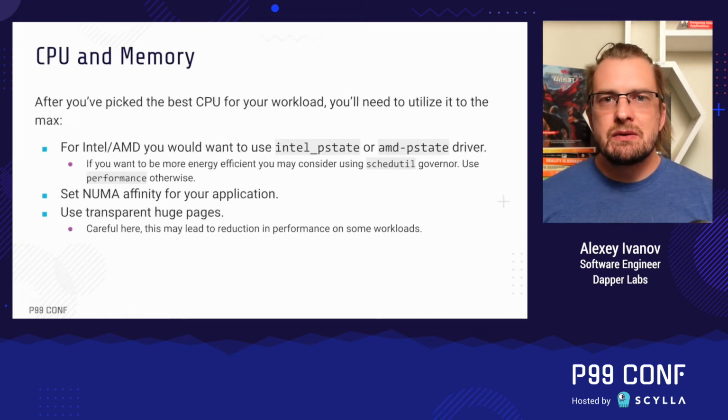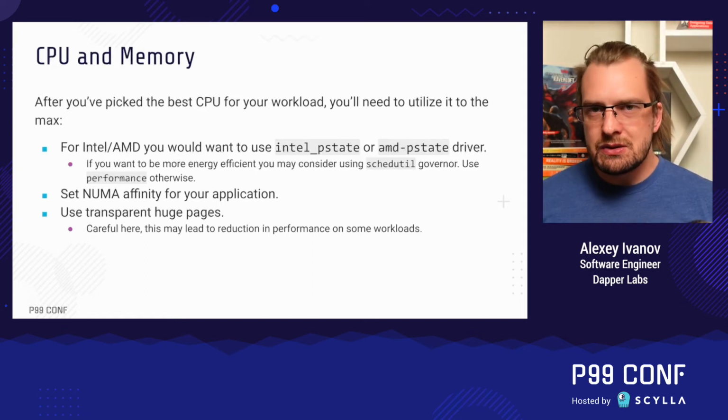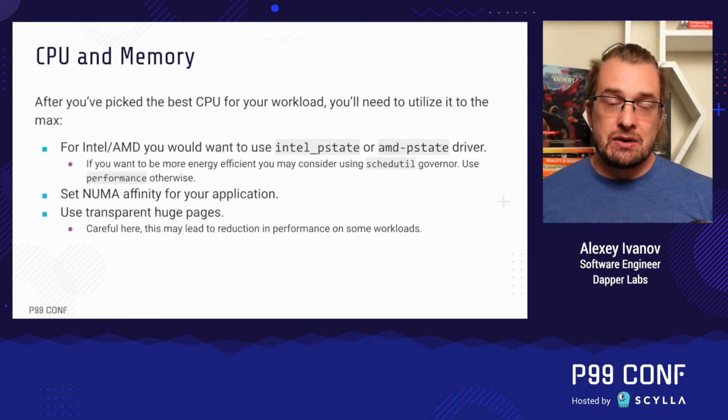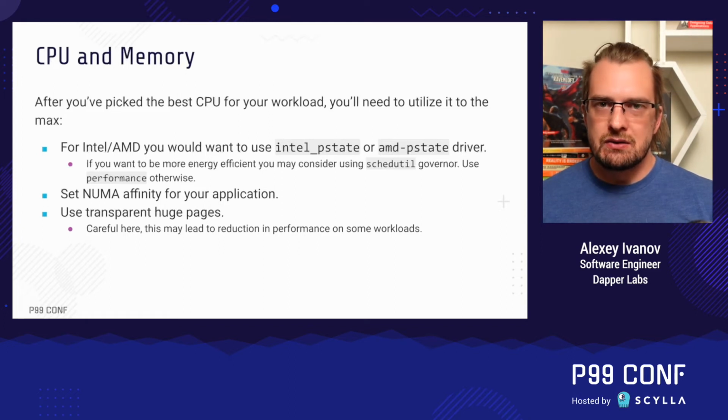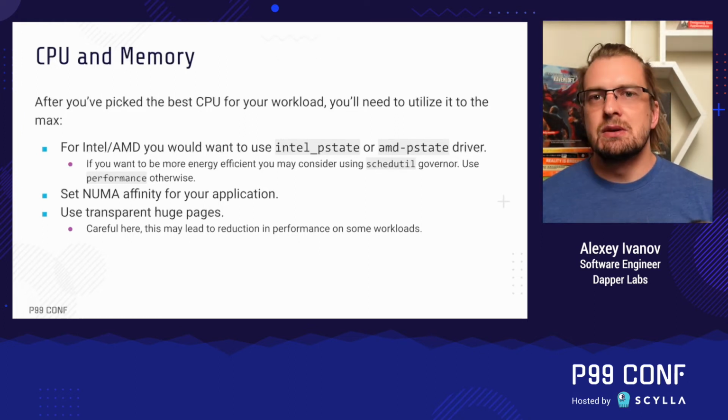Now let's talk about CPU and memory. So now that you have your fancy CPU, it's time to put it to good use. If you are constantly utilizing it, set the governor to performance. If you are not, then schedutil or powersave are your friend. They will save you a lot on the energy bill. Also, utilize Intel P-State or AMD P-State. AMD P-State was released recently. It's available in new Linux versions, so please use it.